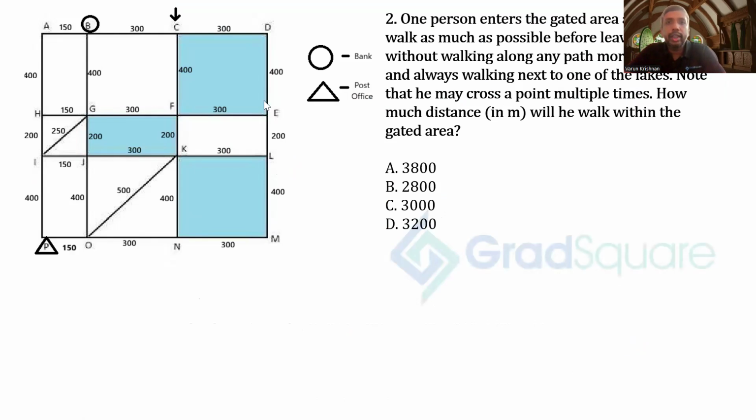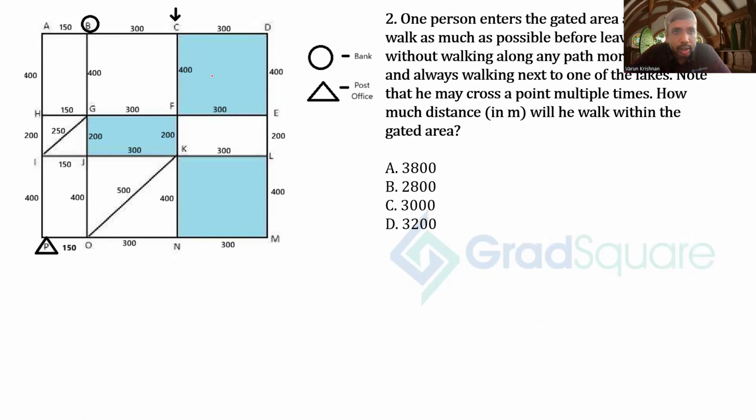Second question of this set says that one person enters a gated area and decides to walk as much as possible before leaving the area without walking along any path more than once, and always walking next to one of the lakes. Note that he may cross a point multiple times. So he can cross a point several times, but then he cannot travel the same path again, and he has to be adjacent to the lakes.